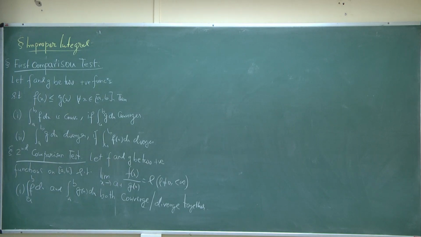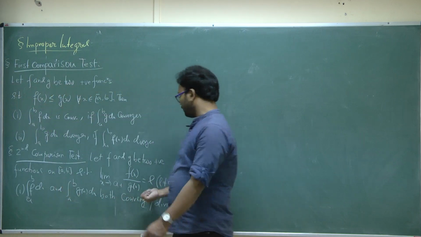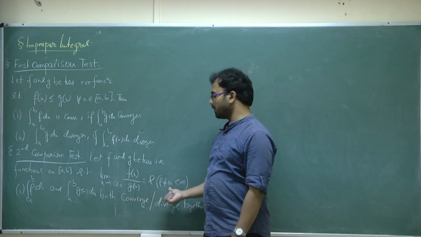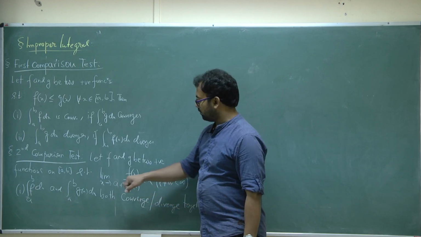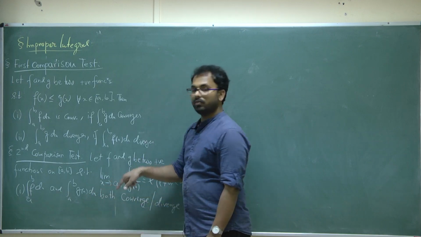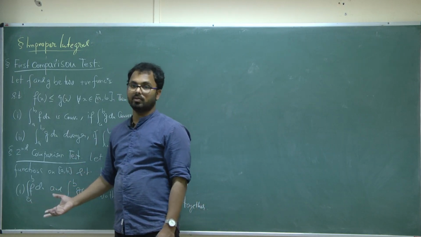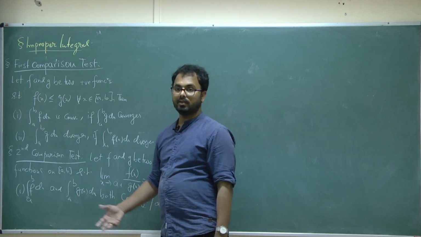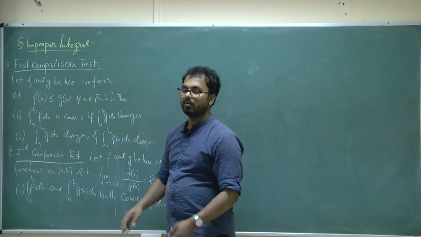That means if you want to evaluate, let us say, whether the integral from a to b of f(x) dx is convergent or not, then we find another function g such that we can evaluate this limit. If this limit becomes finite and non-zero, then if your chosen integral for g is convergent, you can say that your original integral is also convergent. And if the integral involving g is divergent, then your original integral will be divergent.